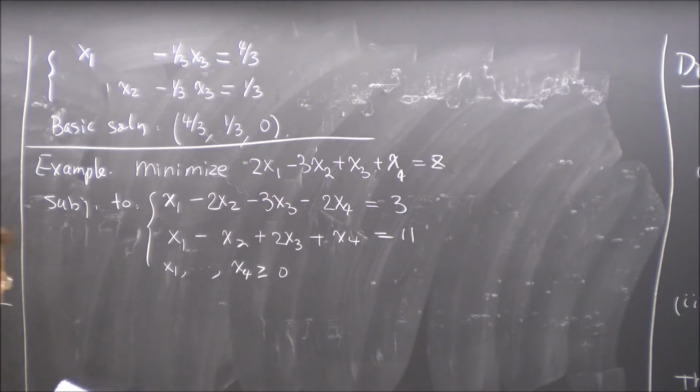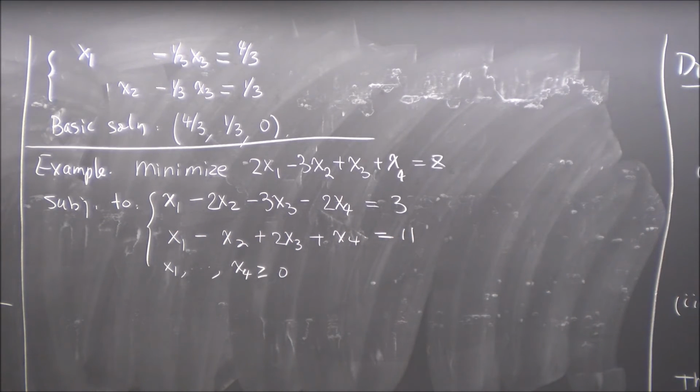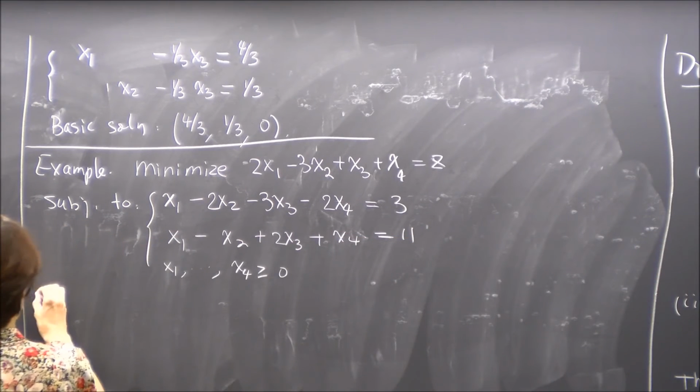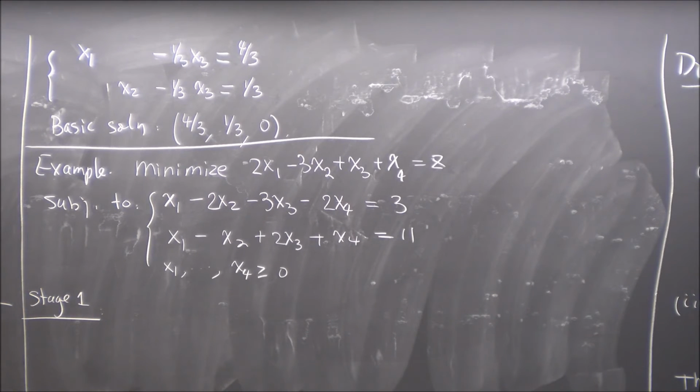I think it's from the textbook. Now we want to solve the whole problem. We'll go through 2 stages. Stage 1, we will drive this into canonical form. And then stage 2, we solve the minimization problem. Is that clear? Okay, so we'll do stage 1 by hand, and stage 2 will go to the software. So for stage 1, I need to introduce artificial variables.